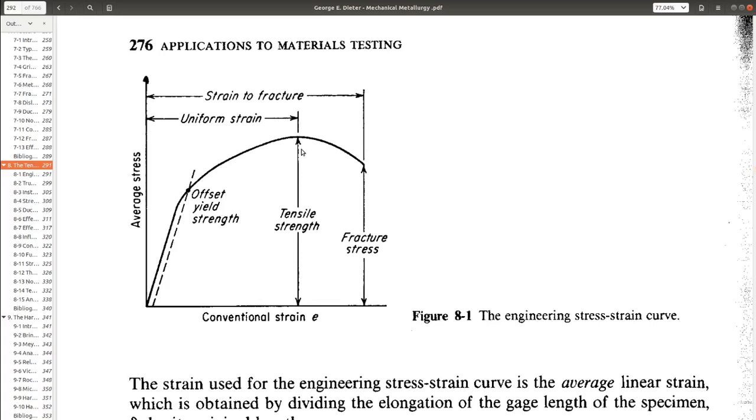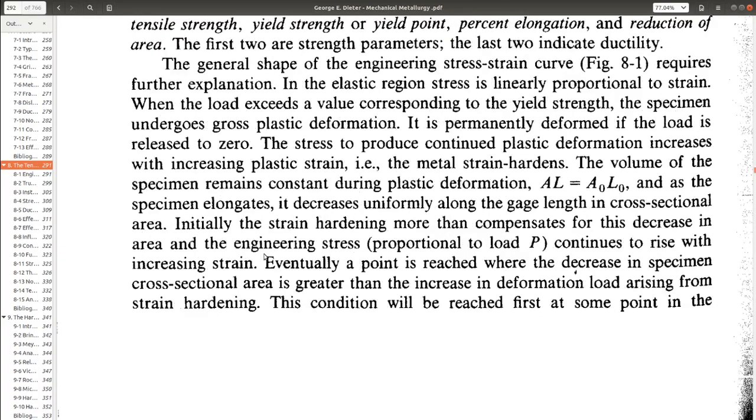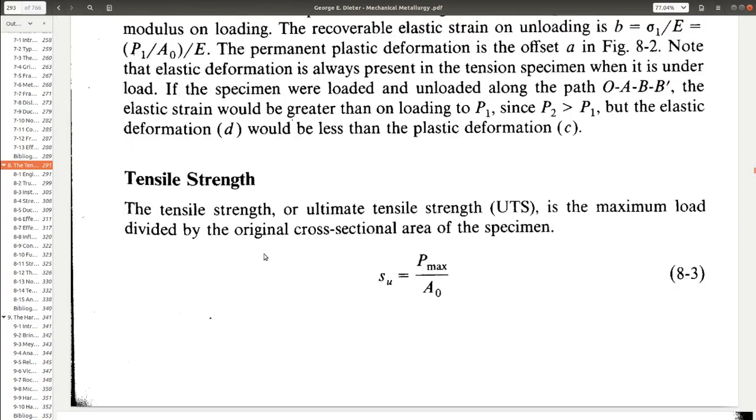So if you want to break the material, we need to apply at least this much of stress. Okay, and how is it denoted? It is denoted as S U to represent the ultimate tensile strength, which is equal to P max divided by the original cross section area. Okay, fine.